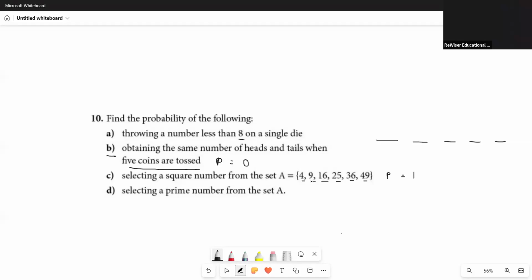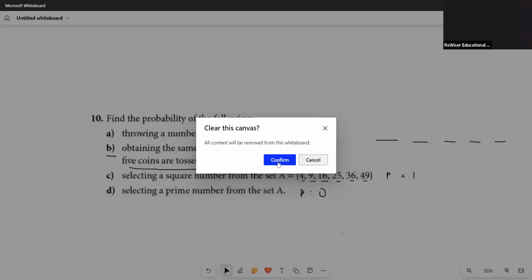Selecting a prime number from set A. So we have to look for the prime numbers here. 4 is not a prime number, neither 9, neither 16, neither 25, nor 36, nor 49. So selecting a prime number should again be 0. So this is how we respond to a couple of questions that are quite commonly asked in the examinations.